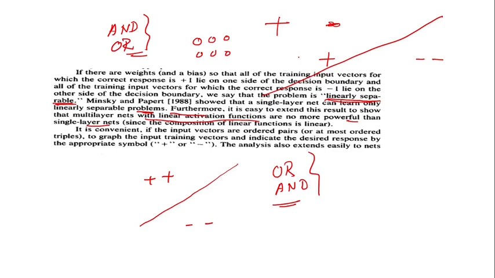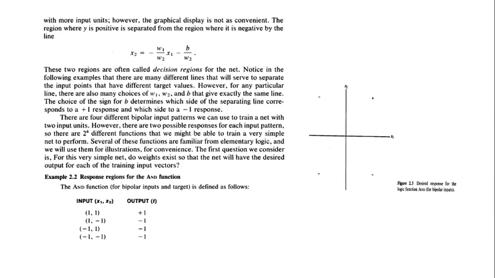It is convenient if the input vectors are ordered pairs, to graph the input training vectors, and indicate the desired response by the appropriate symbol, plus or minus. The analysis also extends easily to nets with more input units. However, the graphical display is not as convenient. The region where y is positive is separated from the region where it is negative by a line. So here you see it's an AND function. You know the AND function, how it works.